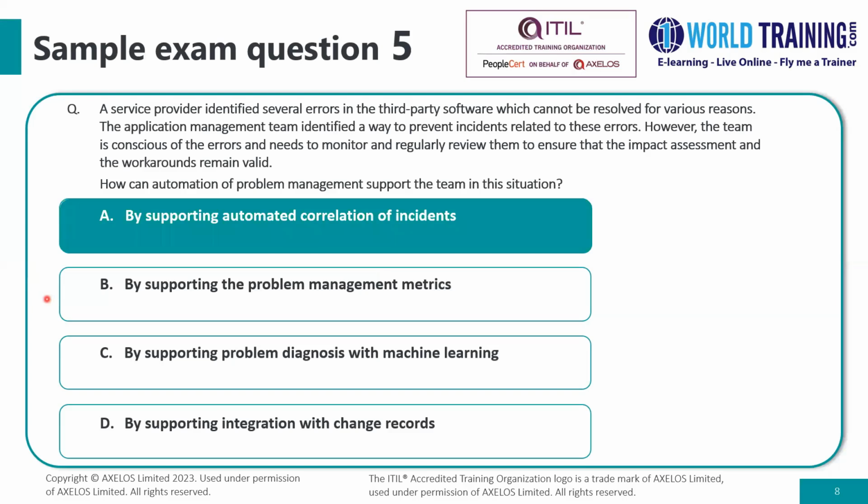Option B is incorrect because measurement of problem management is not important for the improvement of the practice. Though it is useful, it will not support the described situation. Option C, supporting problem diagnosis with machine learning. In this case, the known errors have already been diagnosed. So therefore, further diagnosis will not be useful. So C is also incorrect. Option D, supporting integration with change records. It is important to do this, but it does not directly help in the given situation.